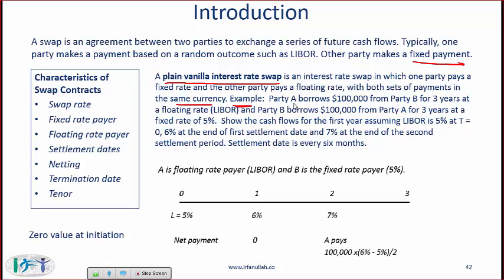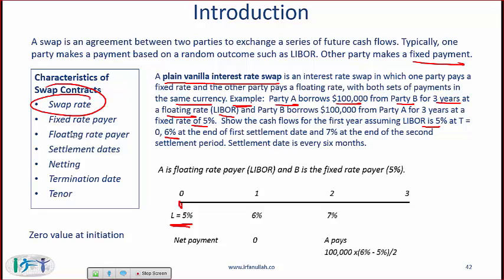For example, party A borrows 100,000 from party B for 3 years at a floating rate of LIBOR, and party B borrows the same amount, the same notional principal, from party A for 3 years at a fixed rate of 5%. We need to show the cash flows for the first year, assuming LIBOR is 5% at time t equal to 0, 6% at the end of period 1, which is after 6 months, and 7% over here. Now, how does this work and what is the terminology?